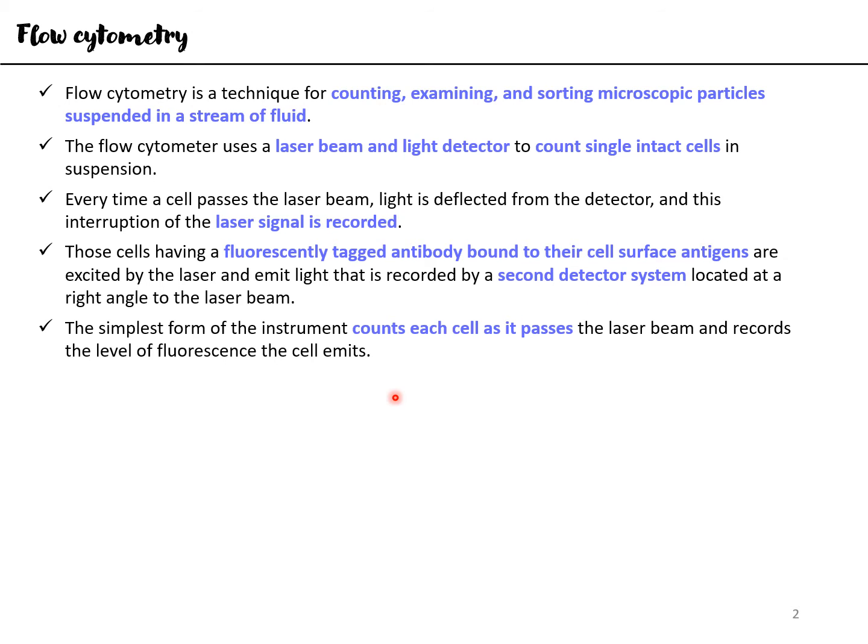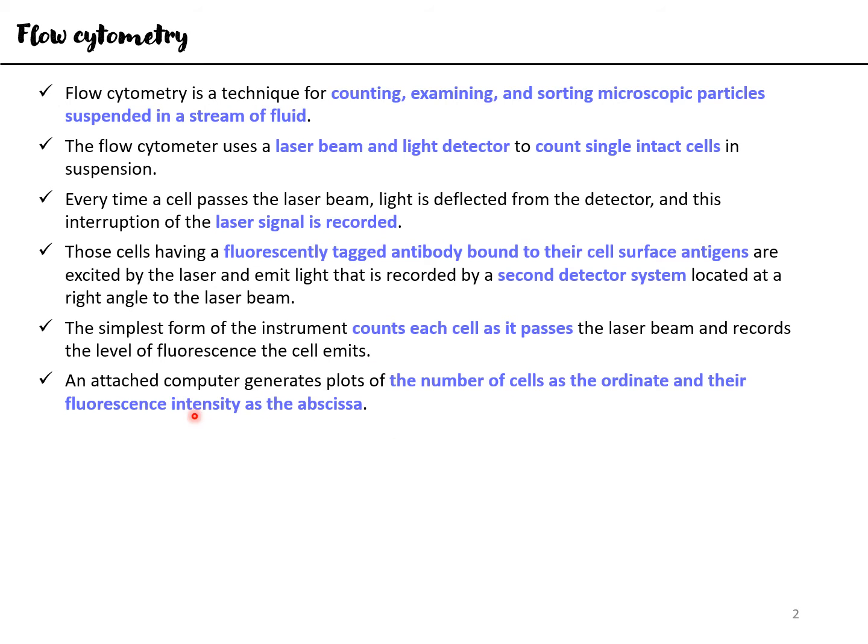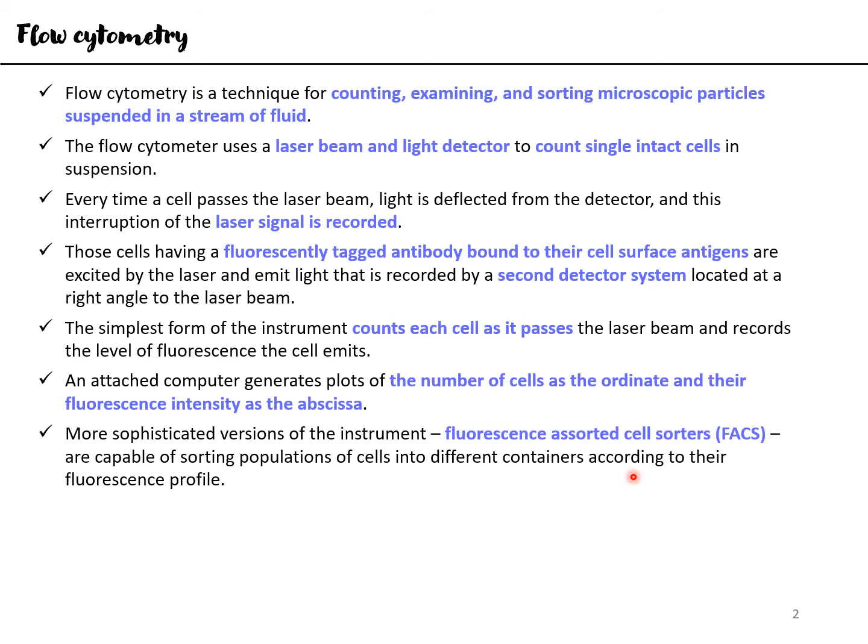So the simplest or the most basic form of a flow cytometer just counts each cell as it passes through, as well as records the level of fluorescence that the cell emits. Now there is an attached computer that will generate a plot of the number of cells as the ordinate and their fluorescence intensity as the abscissa, that is the X versus Y plot of it.